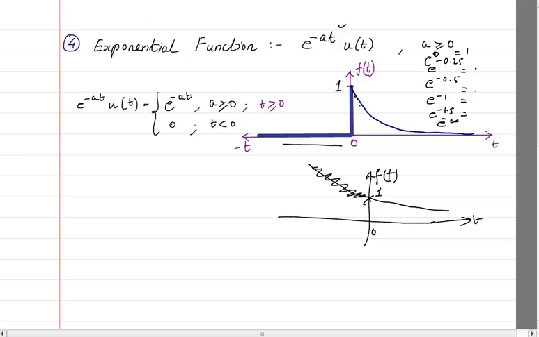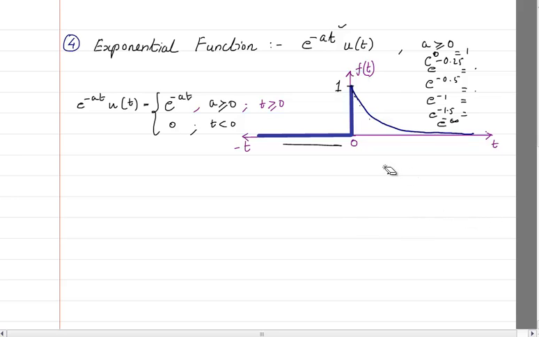So that is basically our exponential function, and exponential functions are extensively used in electronics and communication. For various different subjects you will come across this function e raised to power minus at. There is another, e raised to power minus j omega t, that we will see later. Right now, e raised to power minus at.